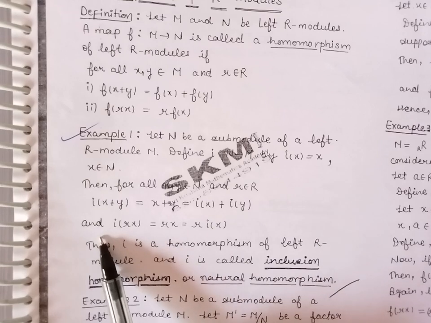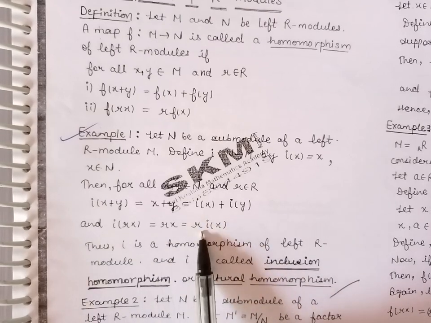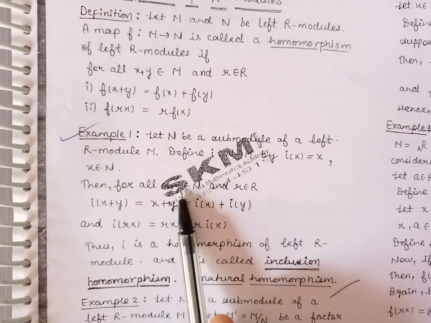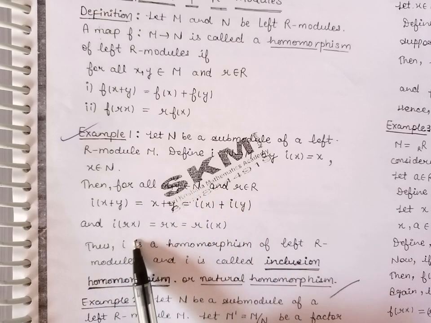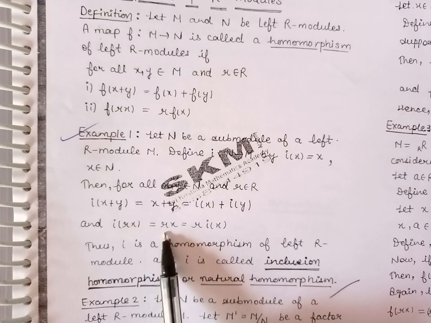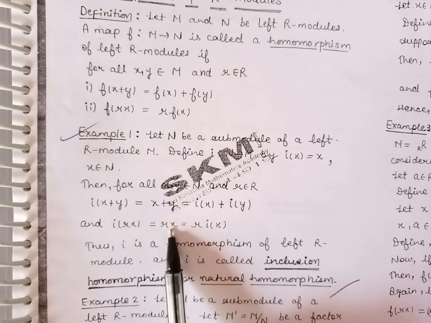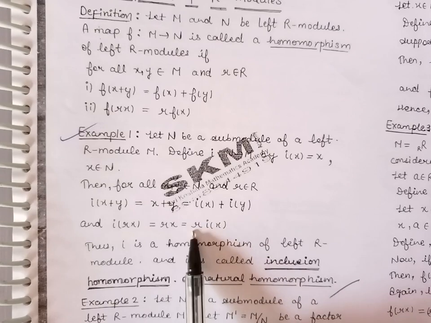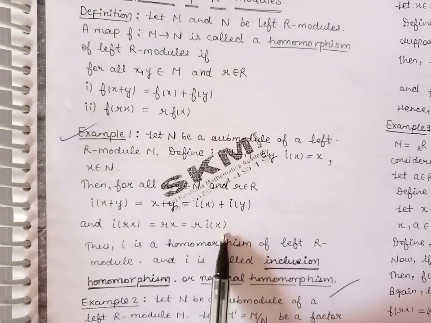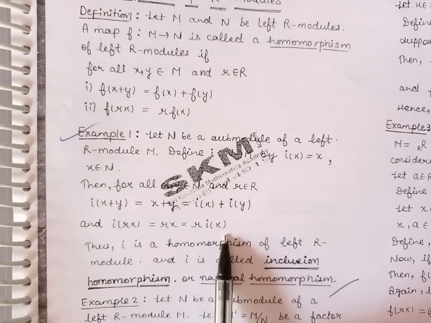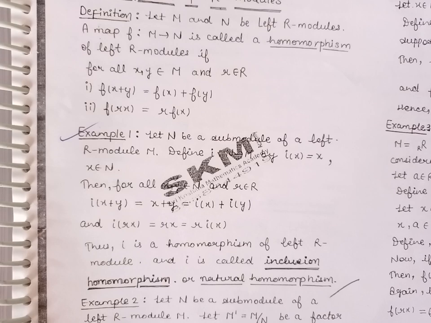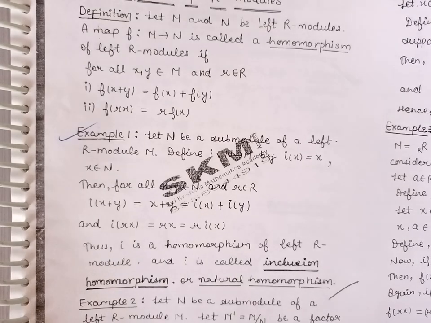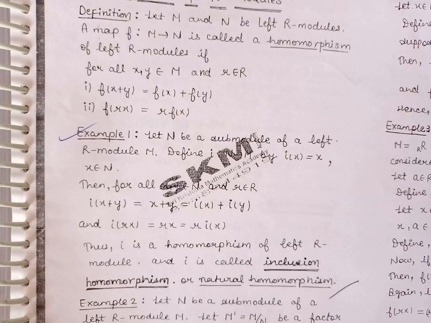In the second condition, let us take r belonging to the ring R and x belonging to N. We find the image of rx. Again, by the definition of mapping i, the image of rx will be rx. Now we can put the value of x: x is i of x. So the image of rx is equal to r times the image of x. So both conditions for being a homomorphism are satisfied by i. So we can say that i is a homomorphism of left R modules, and this is called the inclusion homomorphism.